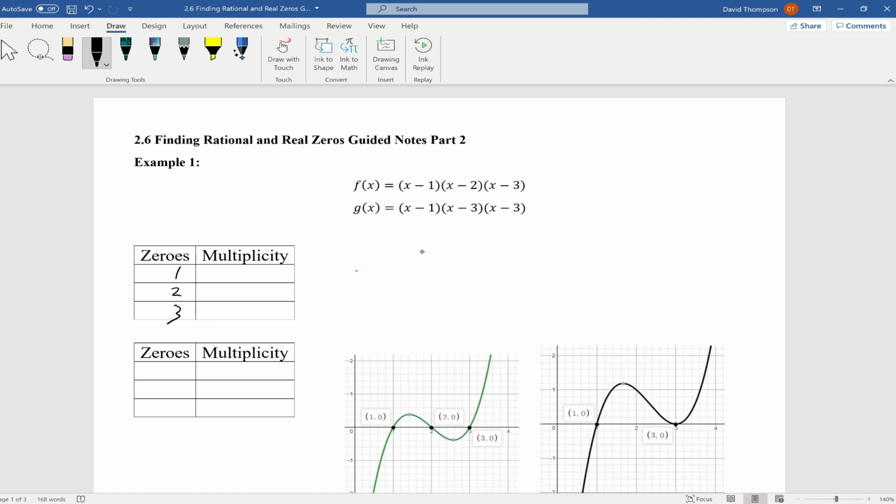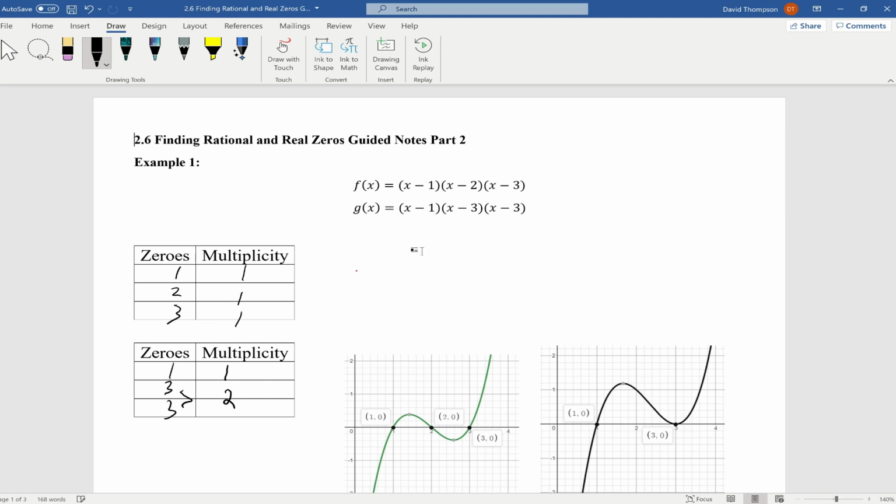If we look at g of x, we have x minus 1, x minus 3, x minus 3. So we have zeros at 1, 3, and 3. Since the 3 is repeated, we call that a multiplicity of 2. The 1's not repeated, so it has a multiplicity of 1. In f of x, none of the zeros are repeated, so they all have multiplicity of 1.